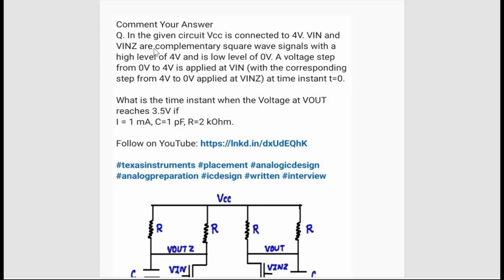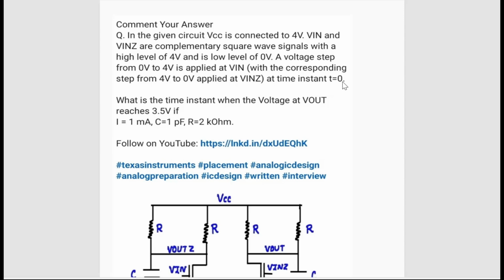V in and V in Z are complementary square wave signals with a high voltage of 4 volt and a low voltage level of 0 volt. A voltage step from 0 volt to 4 volt is applied at V in, with the corresponding step from 4 volt to 0 volt applied at V in Z, at time instant equal to 0.